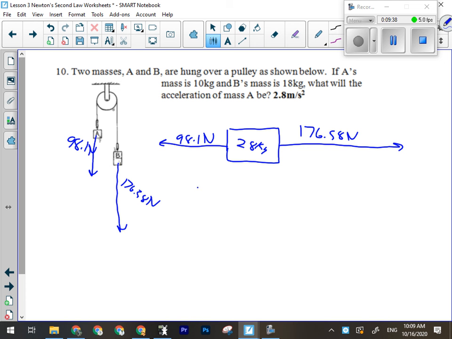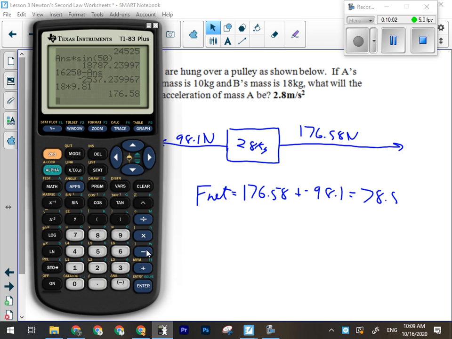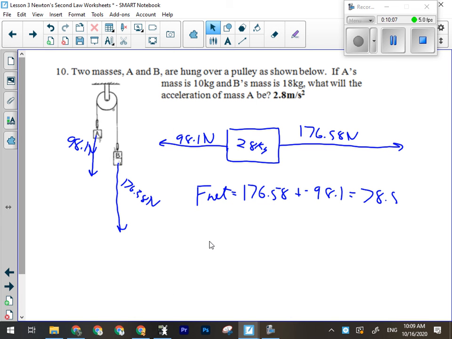Okay, so I can calculate my net force right now by doing the vector sum of all forces. So 176.58 minus, or plus negative, 98.1, which should give me 78.86. Is that right? I feel like it's not. 78.48. Okay, newtons. So I've got my net force.